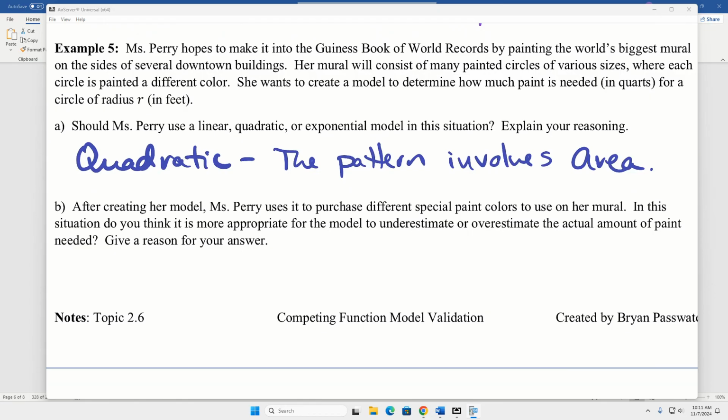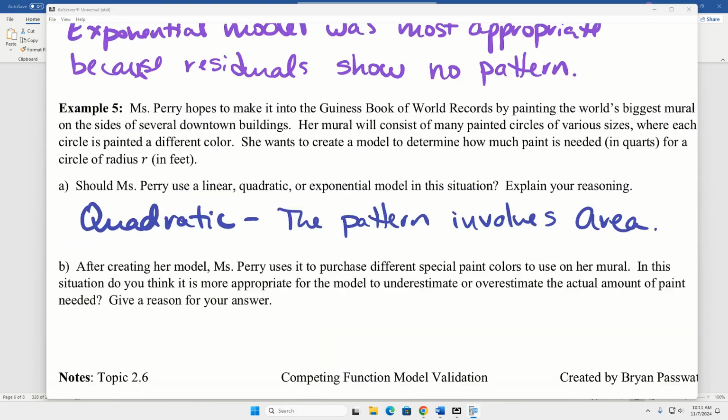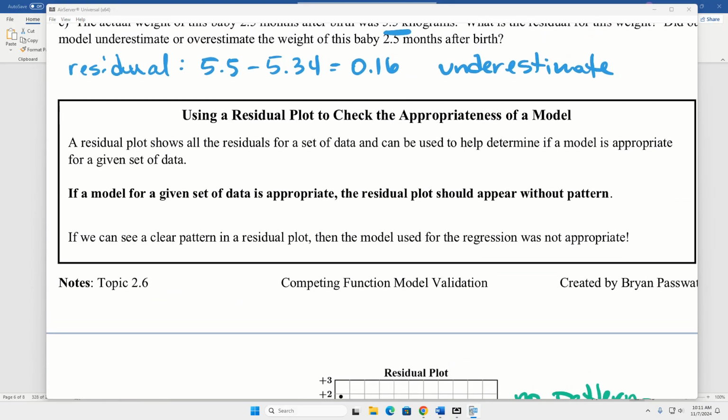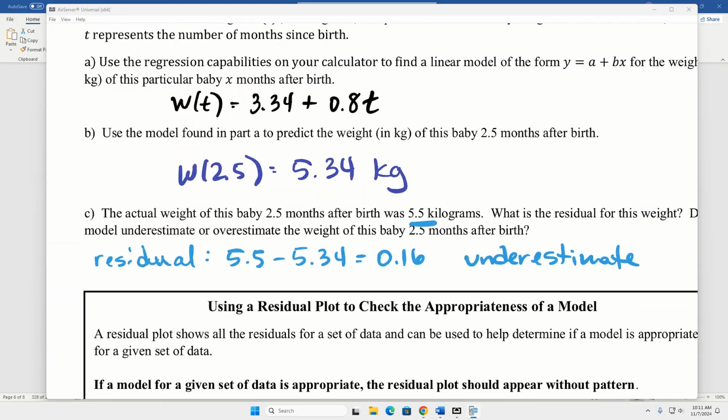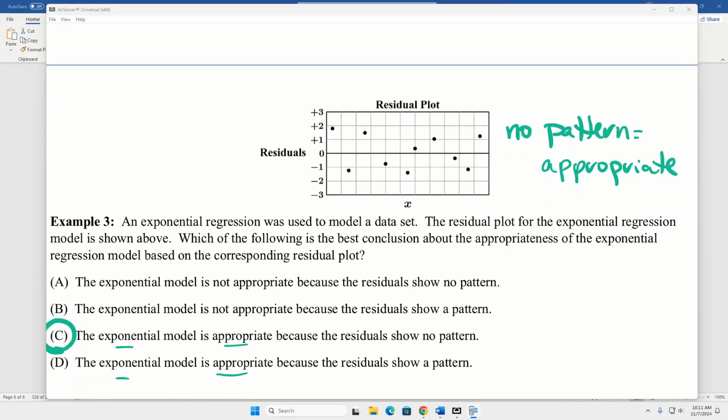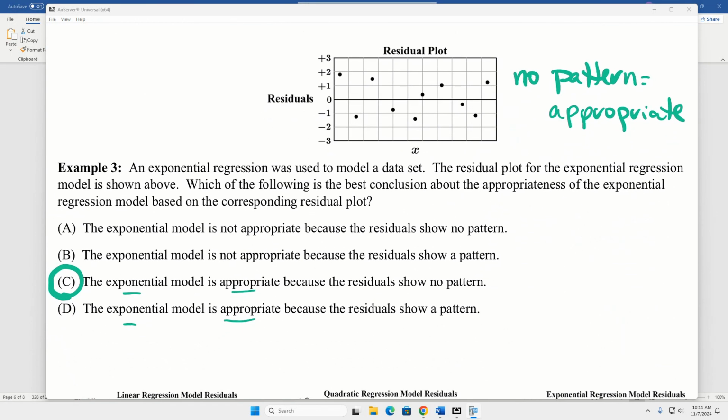All right, so what questions do you guys have? Residuals is a brand new concept for you guys. So the main thing, remember, when you're finding it, it's actual minus predicted. The predicted comes from a regression model. And then if you're trying to decide appropriateness, no pattern is appropriate.